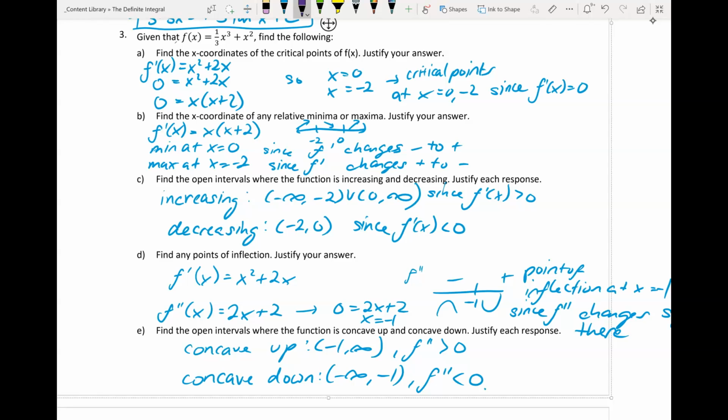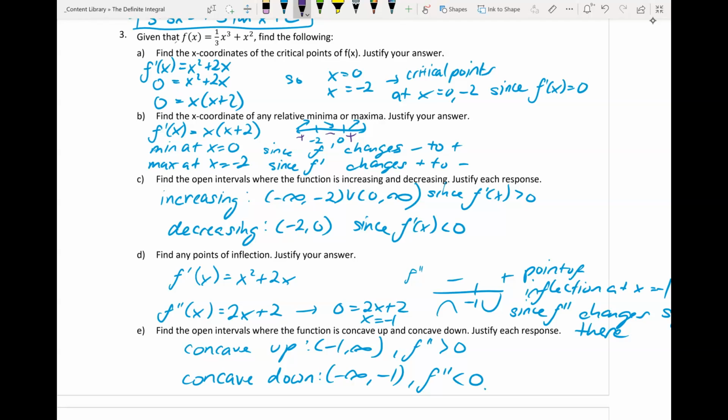For b, we want to find relative max and min, and this would occur at our critical points. So we have 0 and 2. I did a number line and did a sign test for f prime. So if you plugged in some number between negative infinity and negative 2, you're going to get a positive number. Between negative 2 and 0, you're going to get a negative number. And then between 0 and infinity, you'll get a positive number. So that means we're going to be increasing, then decreasing, then increasing.